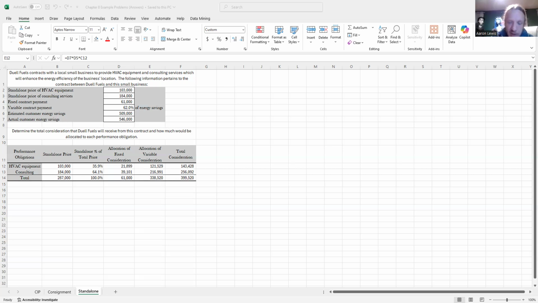Well, what's the total consideration? It's just the portion of fixed that goes to each product plus the portion of variable that goes to each product. So $21,899 of the fixed consideration should go to the HVAC equipment. $121,529 of the variable consideration should go to the HVAC equipment. All in all, that's $143,428 that's going to the HVAC equipment.